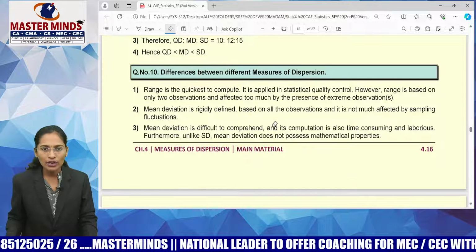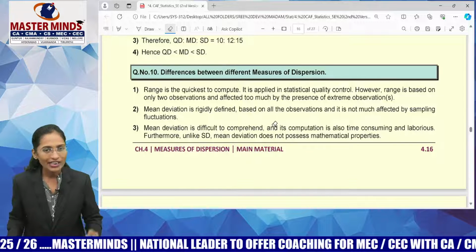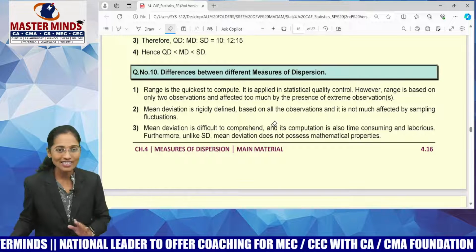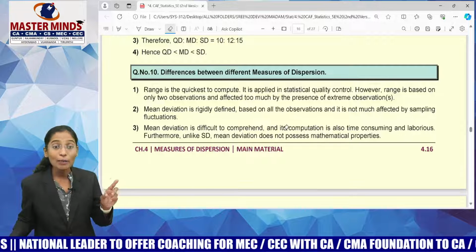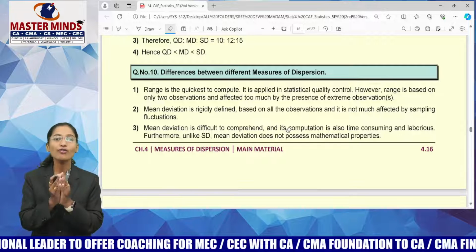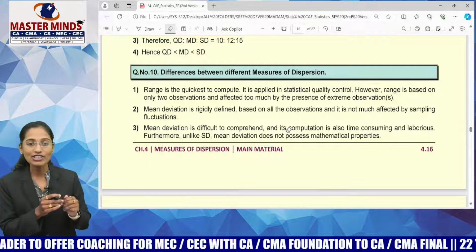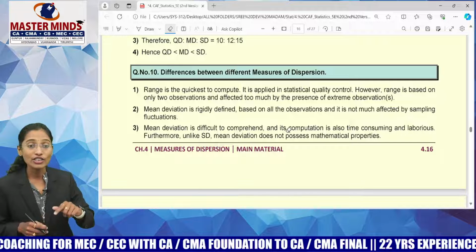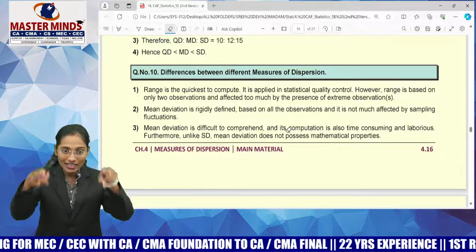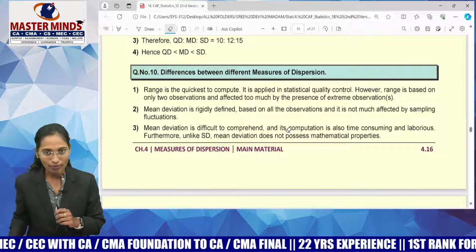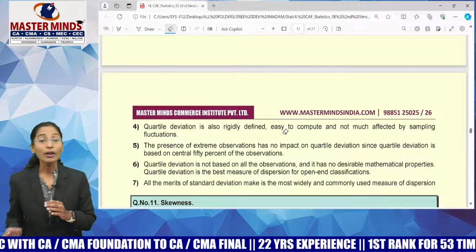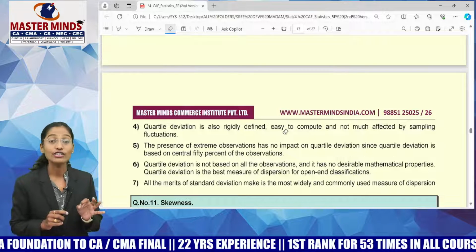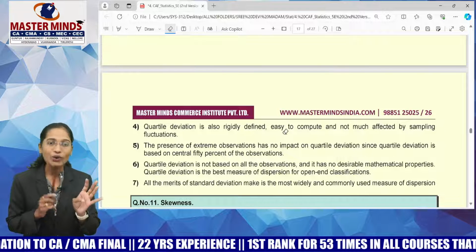Now, the difference between different measures of dispersion. As you all know, range is easy. Mean deviation is also easy, but compared to range, it is difficult. Quartile deviation is also easy, but it is based upon how many observations? 50%. Range is based upon only 2 observations. Mean deviation and standard deviation are based upon all observations. But why is mean deviation ignored? Because there is a symbol called modulus. That is the problem. Otherwise, mean deviation is also a better one. Who is easy to compute? Range. Who is difficult to compute? Standard deviation. Who is not affected by extreme observations? Quartile deviation.